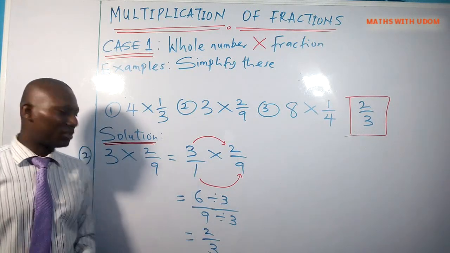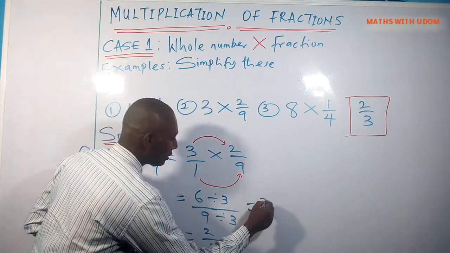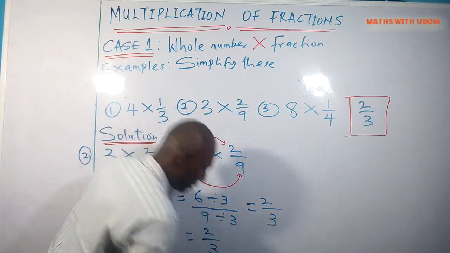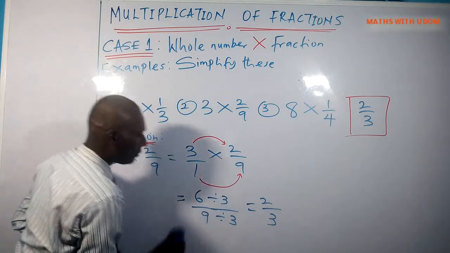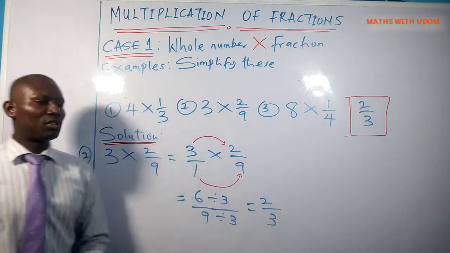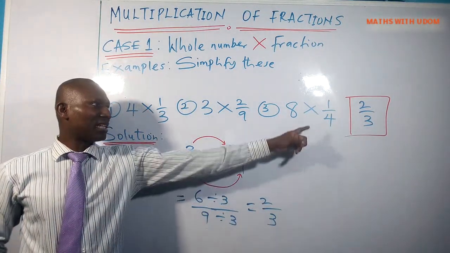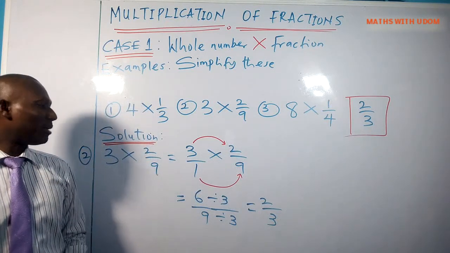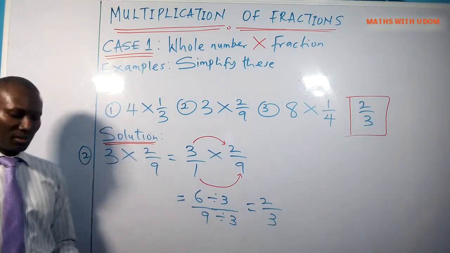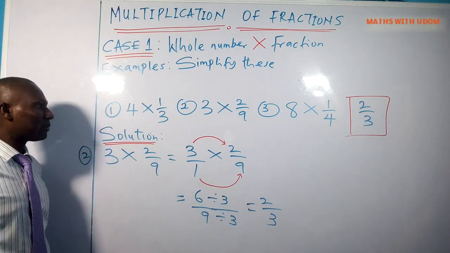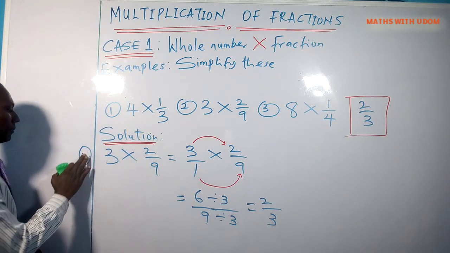Okay? So this is our answer. Or we can write it here, 2 over 3. Okay? So what do you notice? You notice that the answer here is exactly the same with the one in the box using the second method. Okay, let's move to the third example. Example 3.